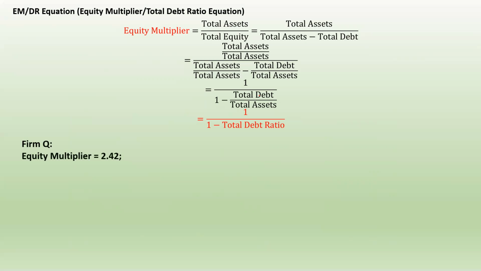For firm Q, equity multiplier is 2.42. Total debt ratio is 0.586. So if we use 1 divided by 1 minus the total debt ratio, it equals 2.42. It just equals the equity multiplier.